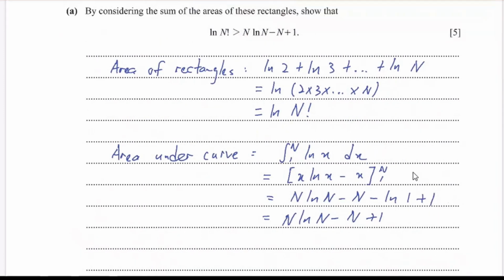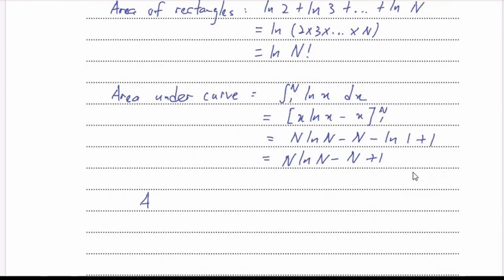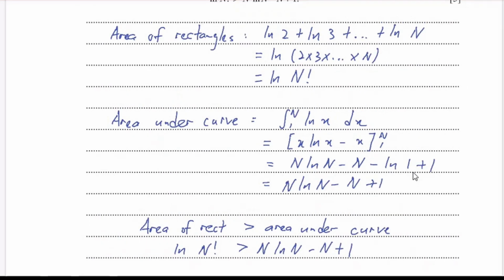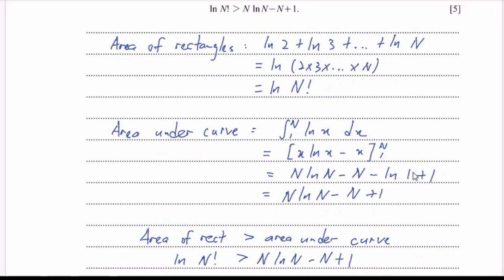Of course, when we talk about greater and smaller, it's better for us to say that in this case, the area of the rectangles is greater than the area under the curve. So from there, we can conclude that ln n factorial is greater than n ln n minus n plus 1. Those are the things that we need to do for the 5 marks here.